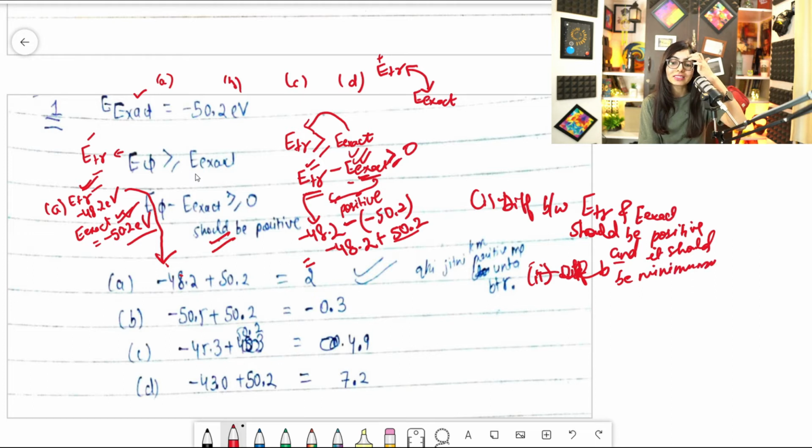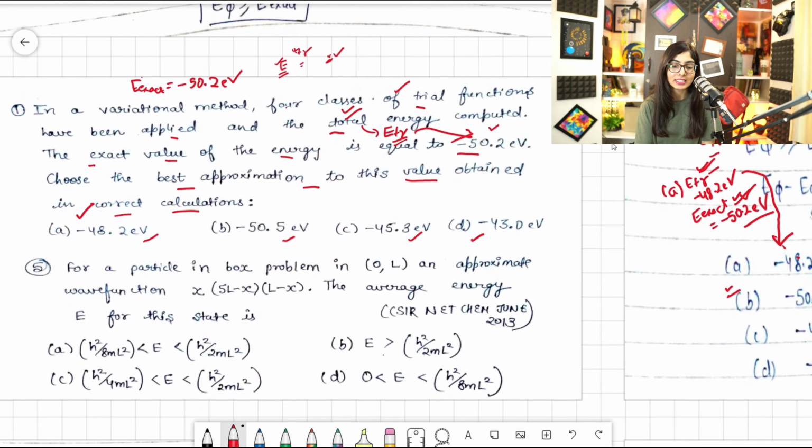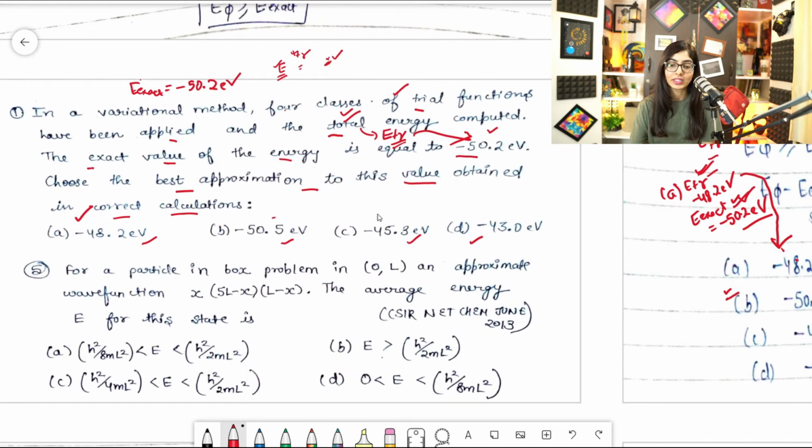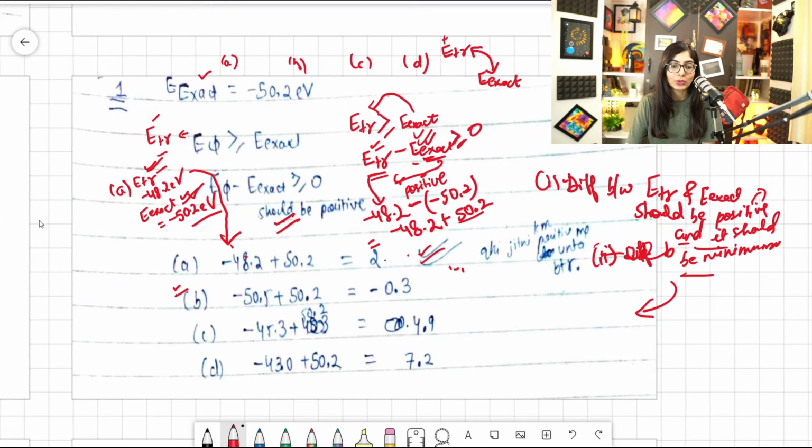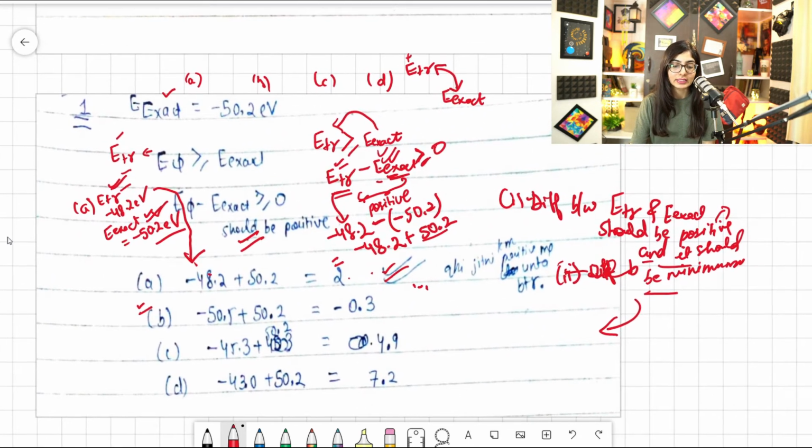So positive means I'll be telling you, taking the example here only, in this question only, fine. So I'll be describing these statements more. Clear? So okay, now I'll take B option. In B option, what was E trial energy? E trial energy was this. In B option, it is minus 50.5 electron volt. Clear? So now I'll take a similar fashion and I'll do it.